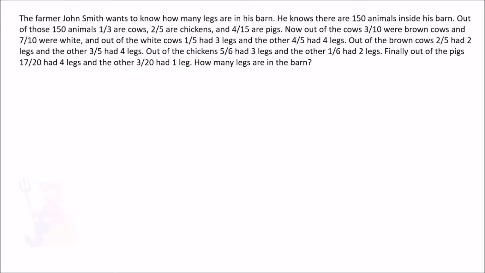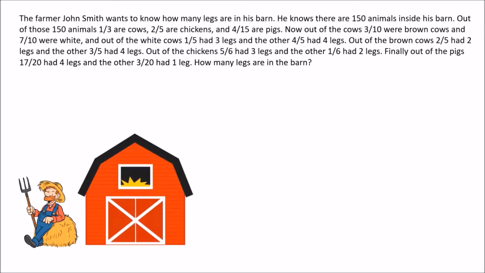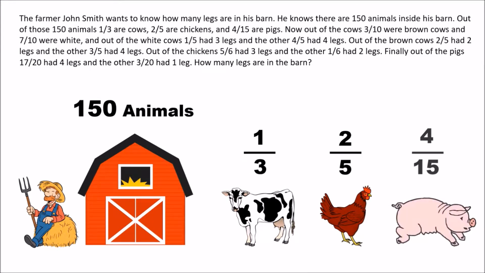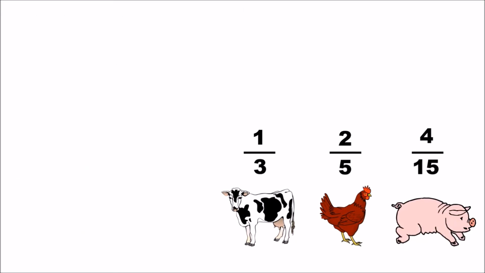Our question this week is, the farmer John Smith wants to know how many legs are in his barn. He knows there are 150 animals inside his barn. Out of those 150 animals, 1/3 are cows, 2/5 are chickens, and 4/15 are pigs.